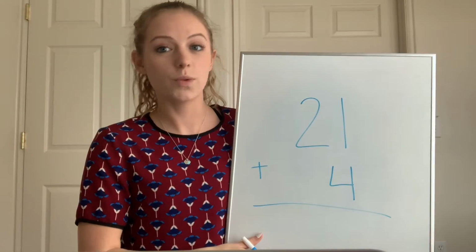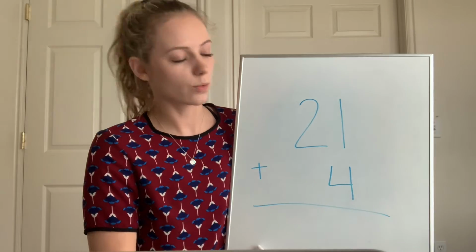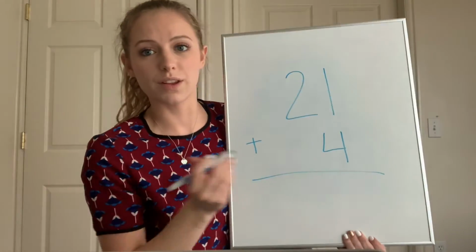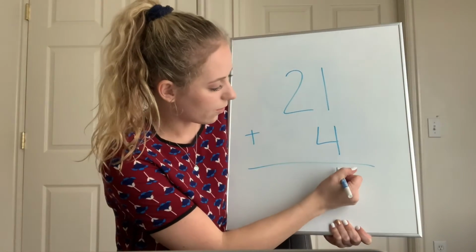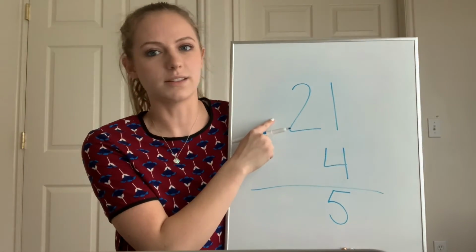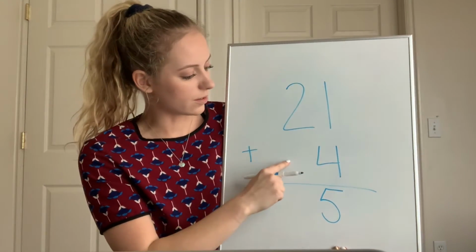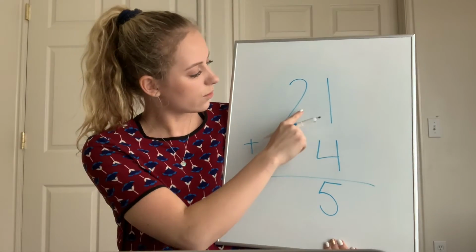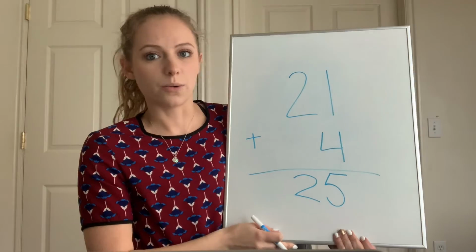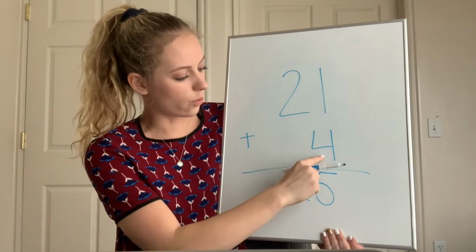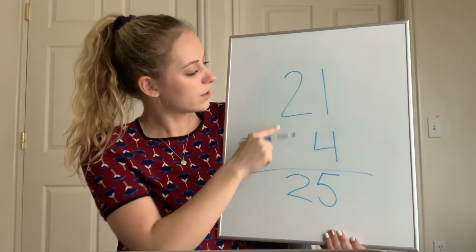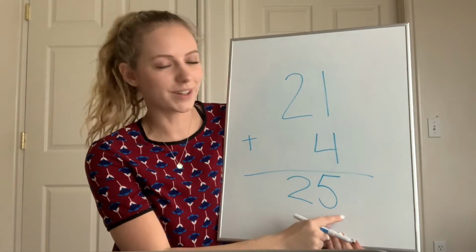Whenever we do addition, we always want to start in the ones place. So we're going to do 1 plus 4, which equals 5. So since we know that there are going to be 5 ones in this problem, we're going to write 5 underneath the ones. Now let's move on to adding the tens. We have 2 plus 0, which equals 2. So we're going to write 2 tens in the tens place. So now we know that 21 plus 4 equals 25 because we added all the ones and all the tens, and together it equals 25.